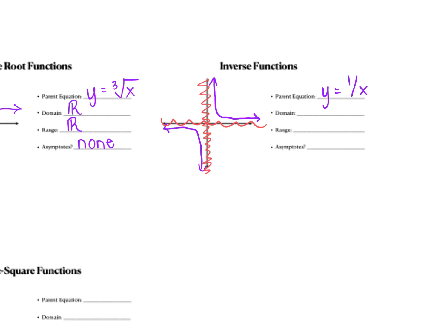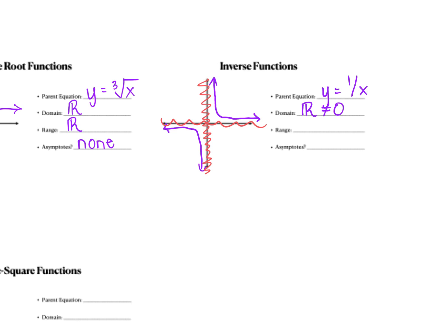So for our domain, we want to say it's everything, all possible x's, except 0. So we have positive x's, right? We have positive x's over here. We have negative x's over here. We just don't have 0 in the middle. So this is different than saying greater than 0 or less than 0. It's everything except 0.